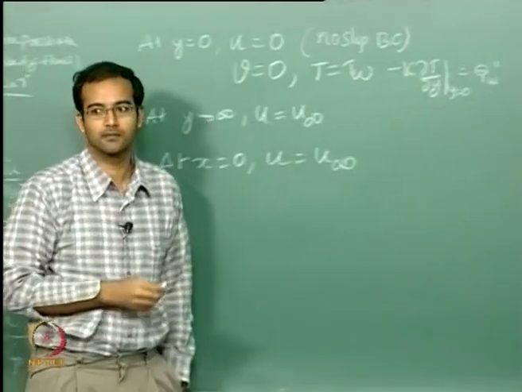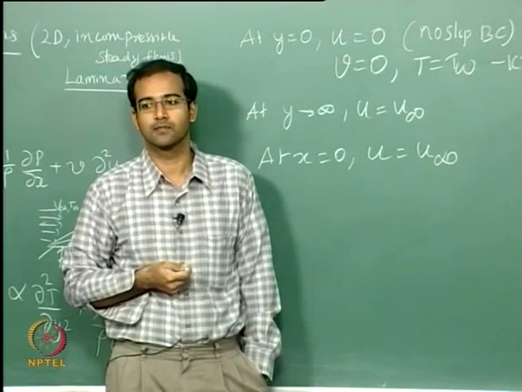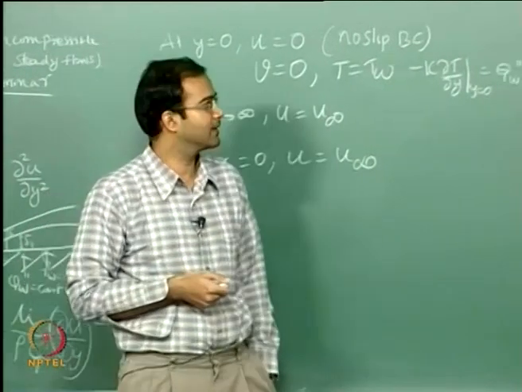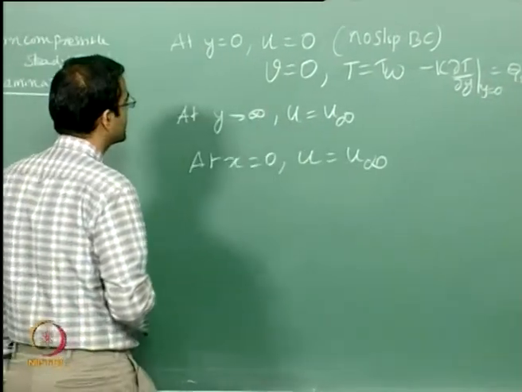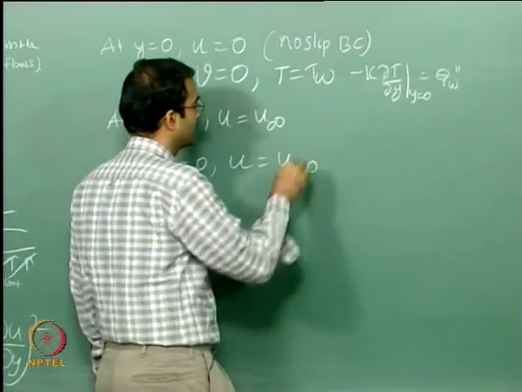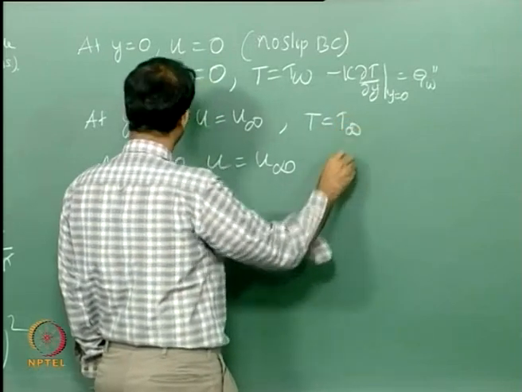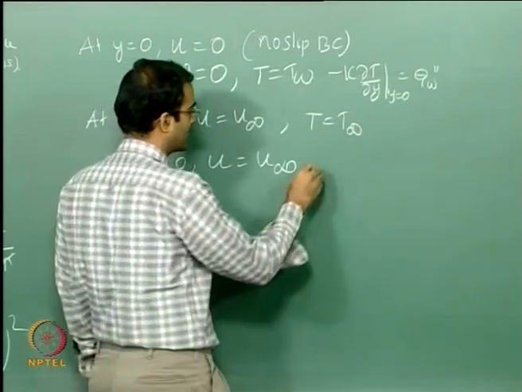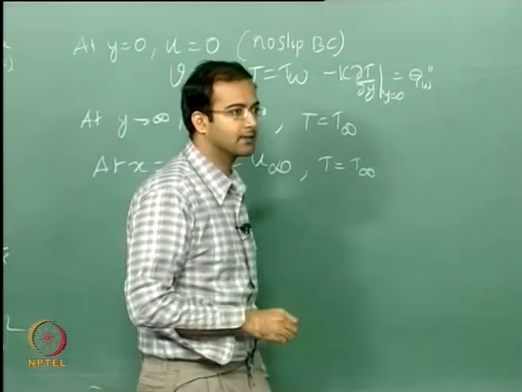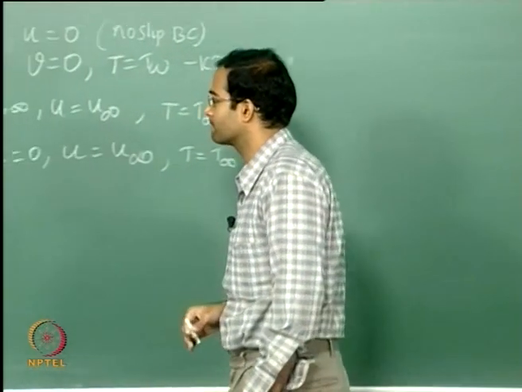Why? What happens if it is 0? It's adiabatic boundary condition, okay. So therefore this is the condition at y equal to 0. How about at y going to infinity? T should be equal to T infinity, and at x equal to 0, T should be T infinity, okay. So these are the required boundary conditions to solve the boundary layer equations, alright.